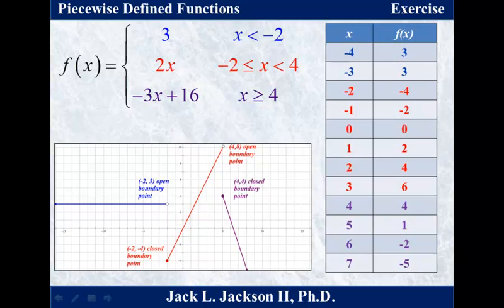Well, here's the solution. For x is less than -2, we use the formula where the y's get turned into 3. For x is between -2 and 4, we use the formula y equals 2x. For x is greater than or equal to 4, we use the formula -3x plus 16.